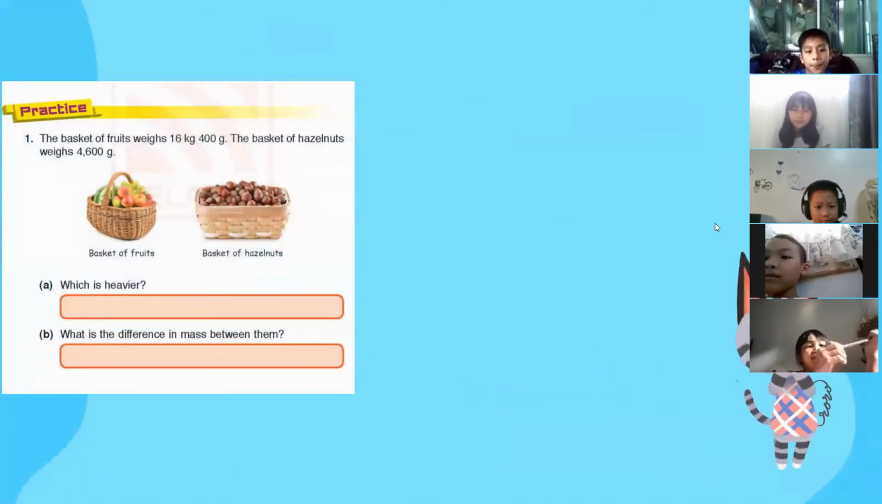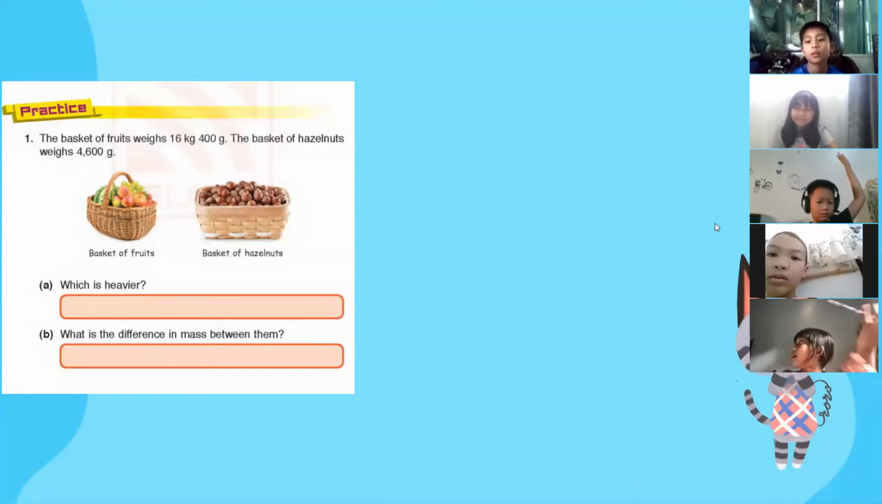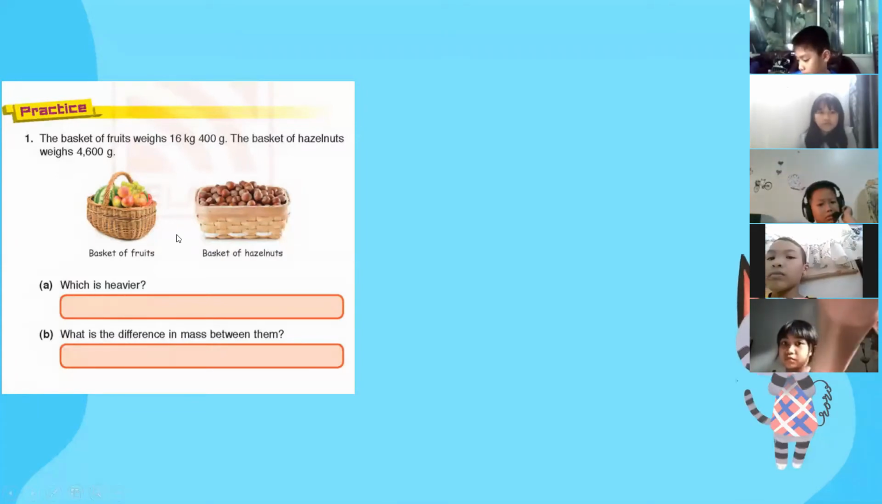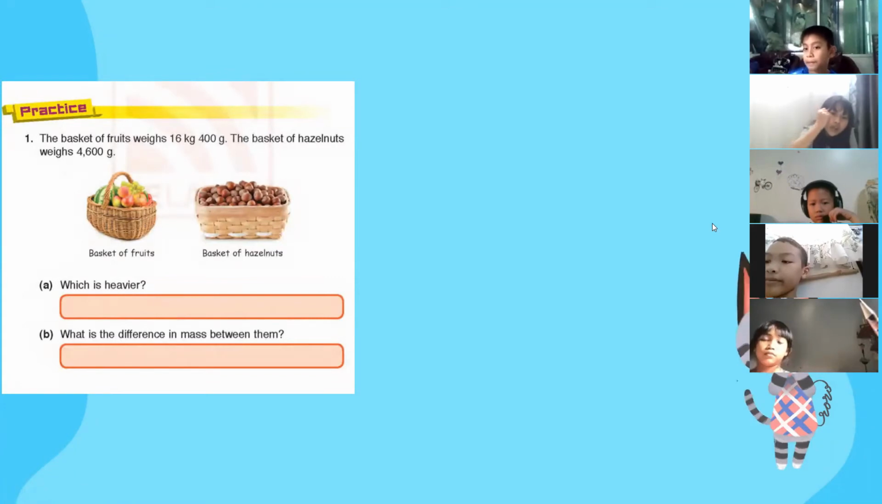The basket of fruits weighs 16 kilogram and 400 gram, and the basket of hazelnuts weighs 4,600 grams. So you have there the picture, right? So which is heavier? And what is the difference in mass between them?